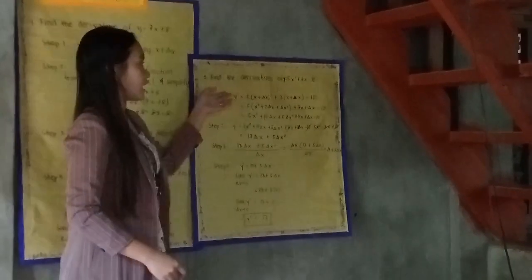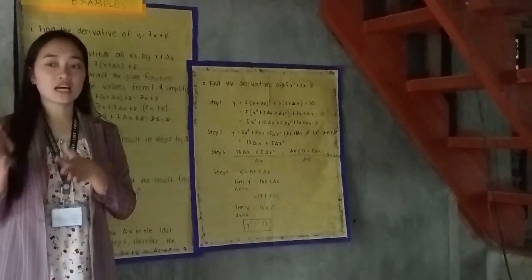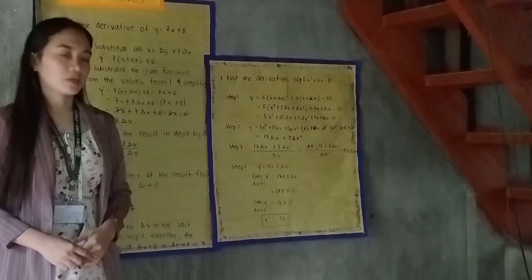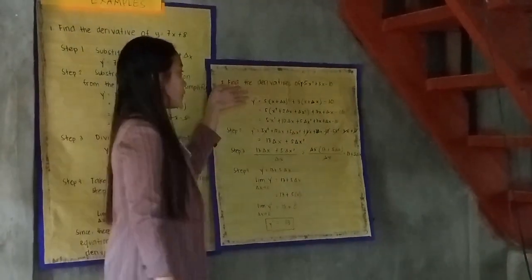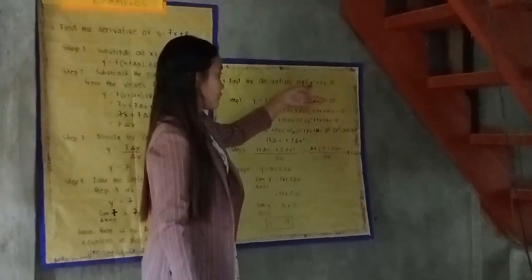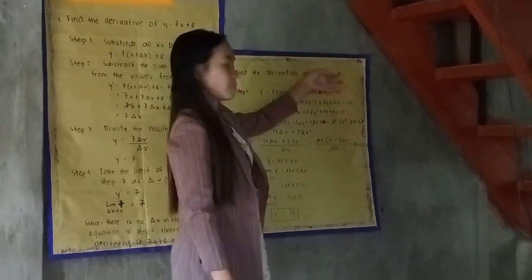So we have here another example. Okay, good Saka, can you read the problem? Okay, very good. So again, in number 2, find the derivative of y equals 5x squared plus 3x minus 10.